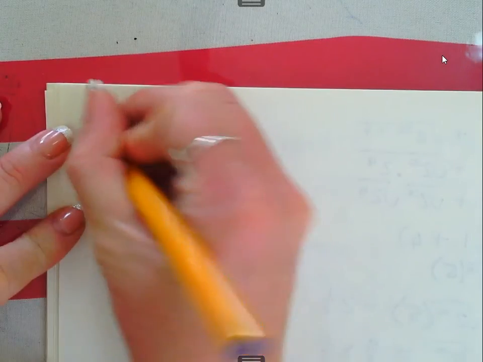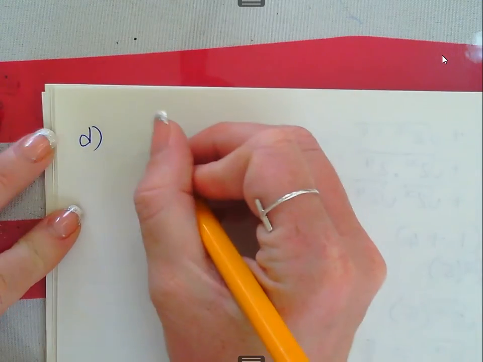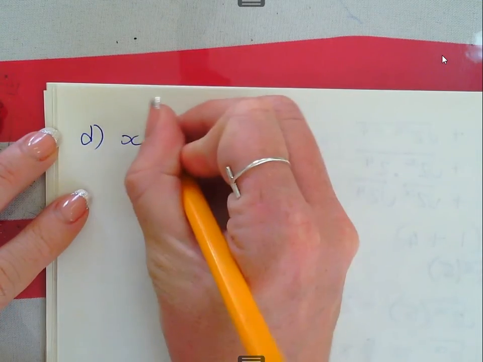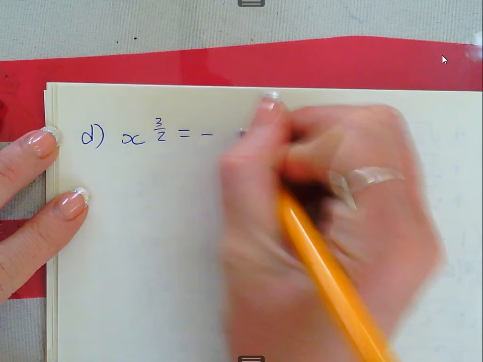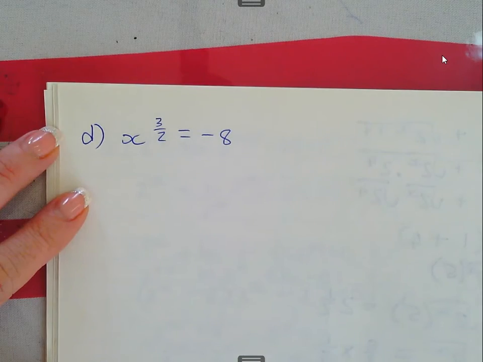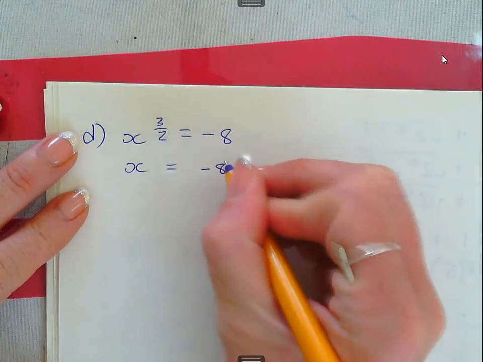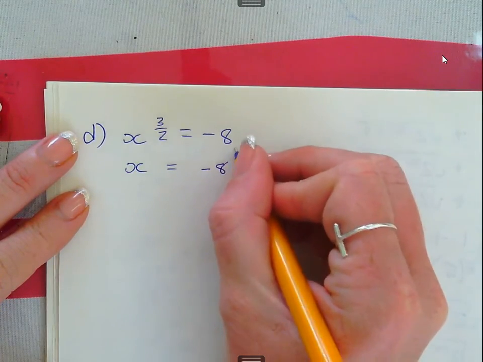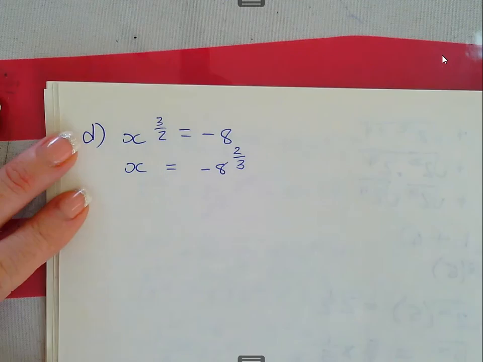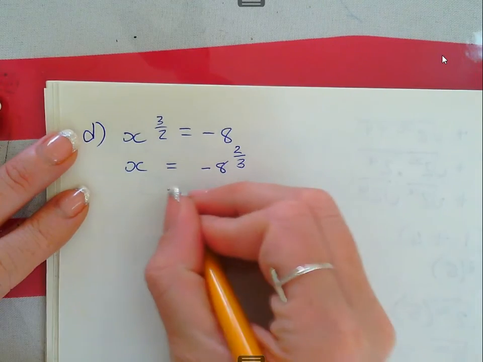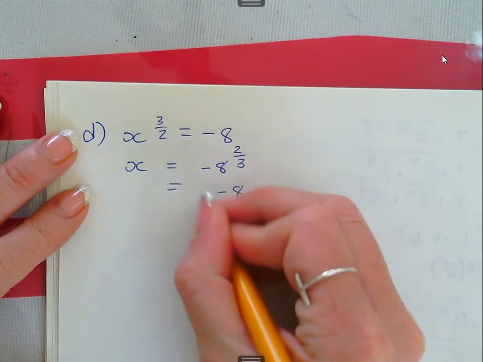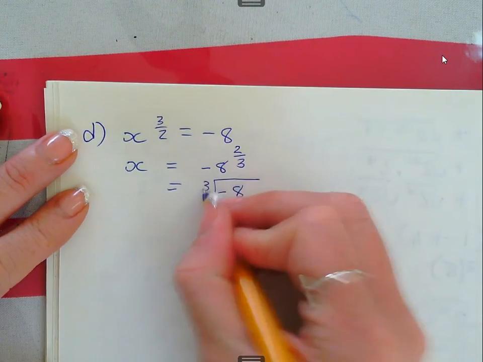D, another example, D. Also, I'm going to do this one for you. Negative 8 to the power of 2 over 3. Now I have negative 8 cube root squared.